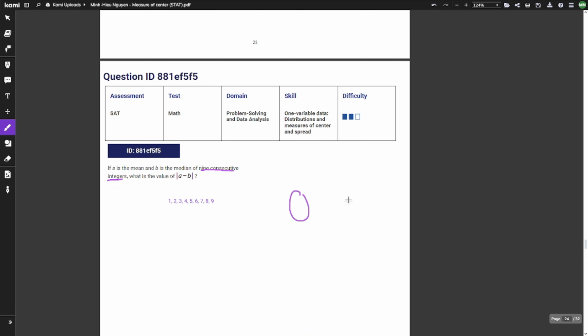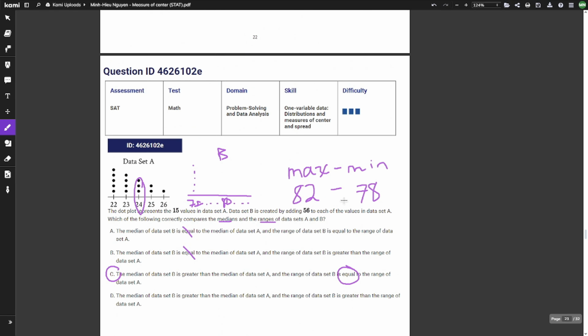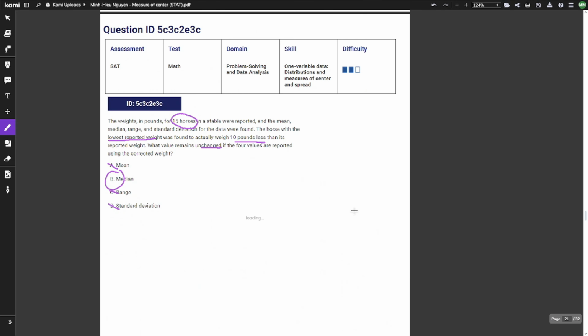But other than that, I guess just really make sure you remember what mean, median, and mode, and all of that stuff is, and you should be fine.